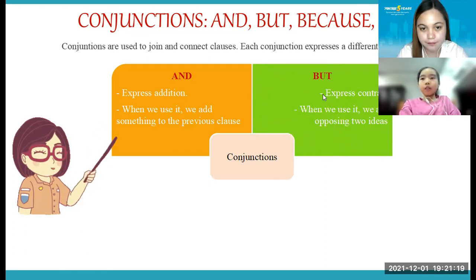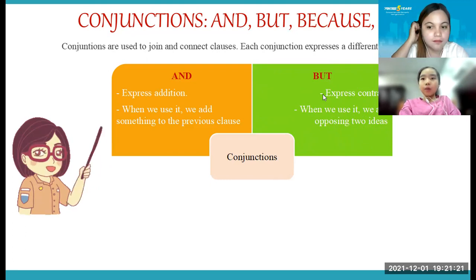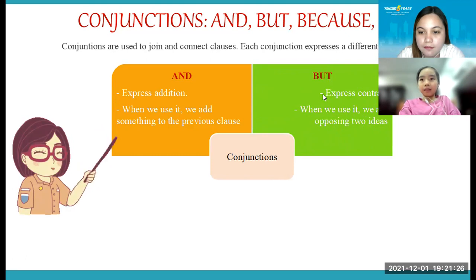Express contrast. When we use it, we are opposing two ideas. Okay, so now we use the word but when we contrast. Contrast means it's the opposite. Okay, example. I like going to the beach. Wait a minute. I like cold weather, but I like going to the beach too.